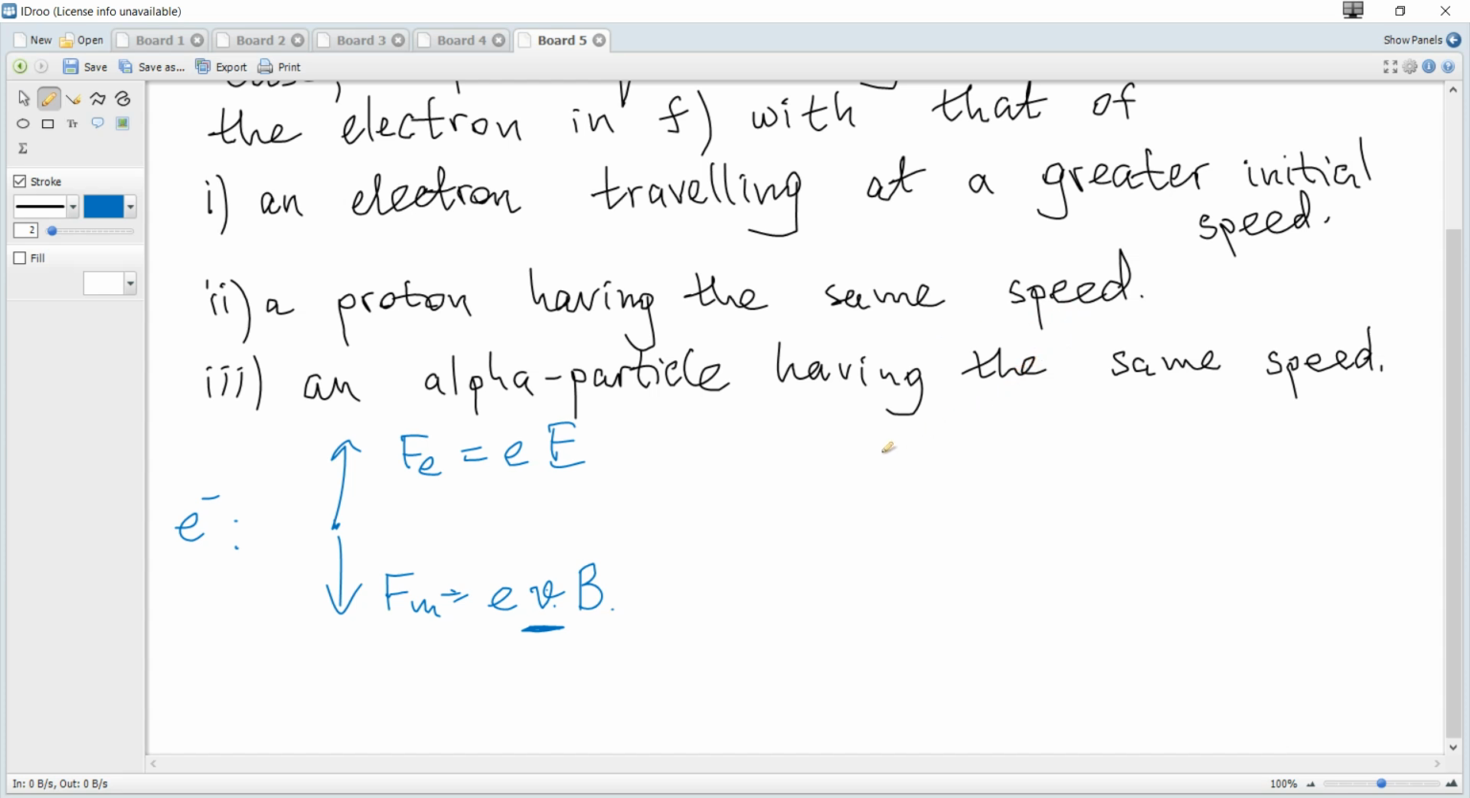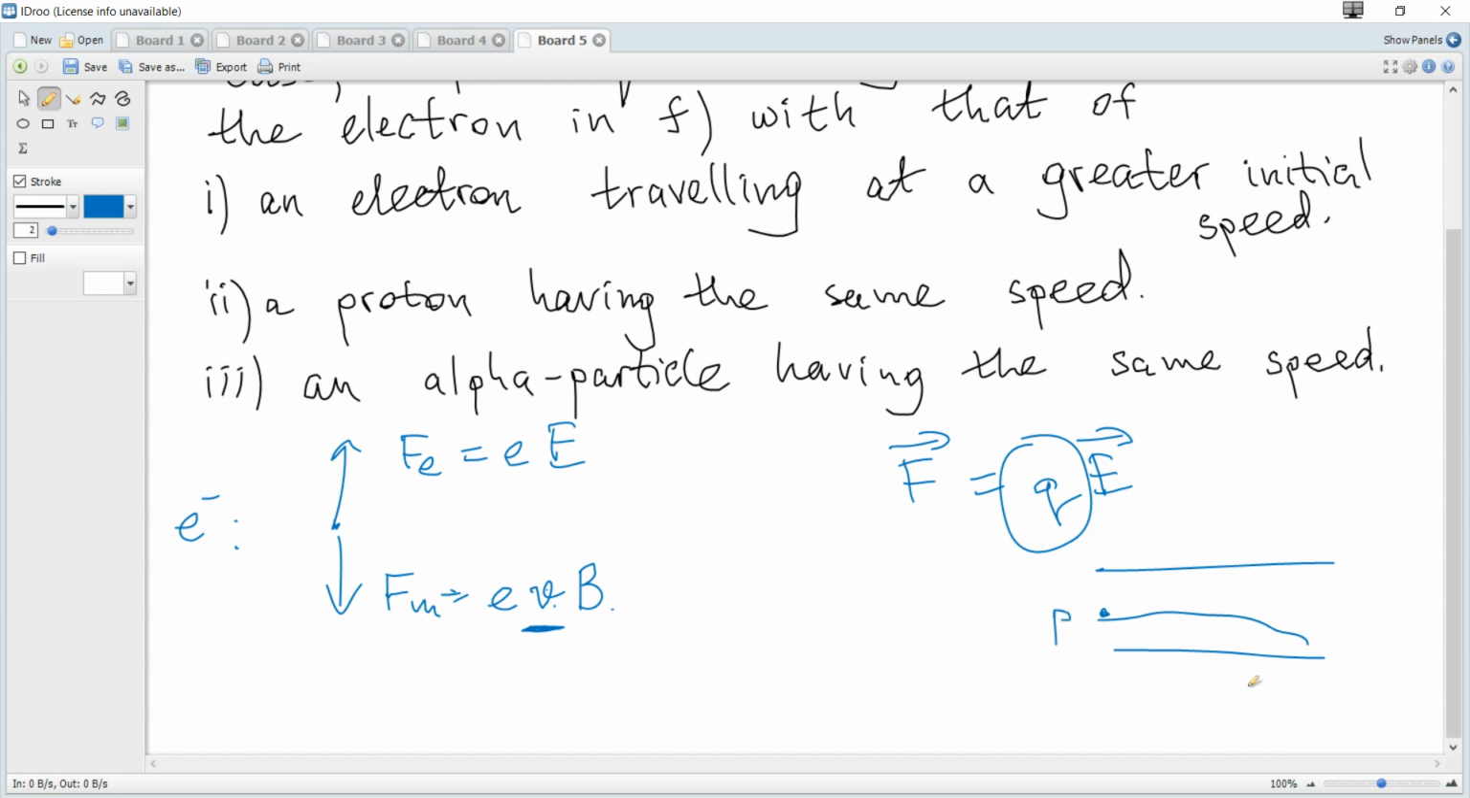The next, a proton having the same speed. Proton has the same charge by magnitude, but the proton is positively charged, and in general the electric force is a vector, charge multiplied by electric field strength, and this value will have the opposite sign, so the vector will be in the opposite direction. If we consider our plates, the electric force will be downwards. Why? Because the proton will be attracted by the negatively charged plate.